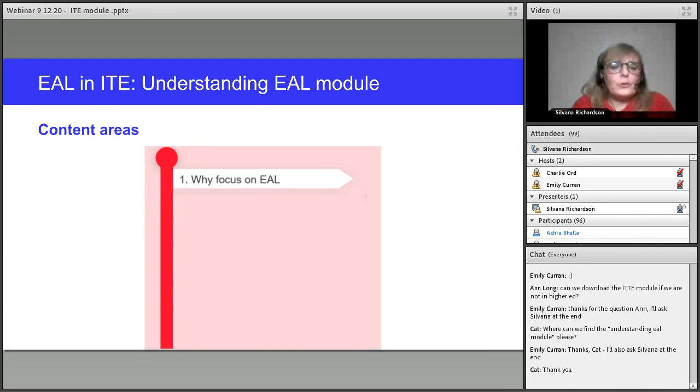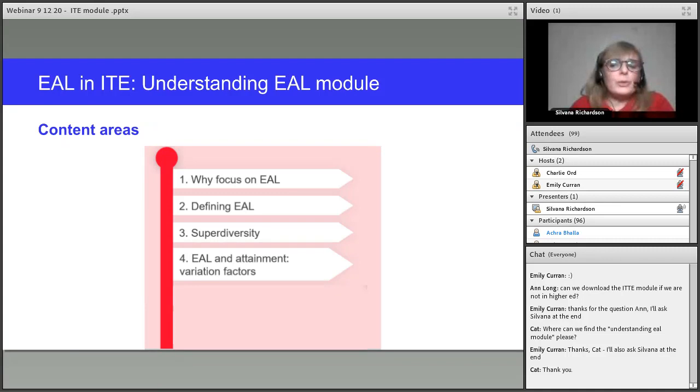Okay, so we have divided the content of this module into 6 areas. So we're still talking about one module, but the module includes, if you like, 6 different content areas. Number one, why focus on EAL? Sometimes we do need to make this explicit, why we're talking about EAL. Number two, defining EAL, so we look at, for example, the original definition, how that definition is problematic, etc. Number three, the notion of superdiversity of the EAL population.